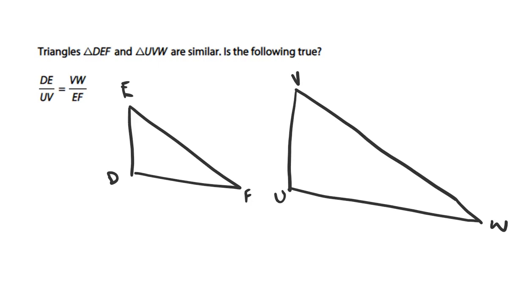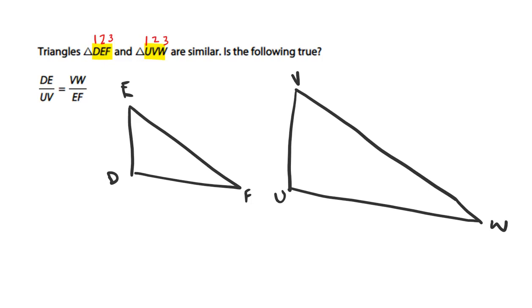One of the biggest things we have to be mindful of is when we are labeling this and then comparing it with the label of this, the order in which we put those letters matters, okay? So if we write DEF, then D is going to correspond with U. E is going to correspond with V. F is going to correspond with W. So we have to make sure that they're in the exact same spot, okay?